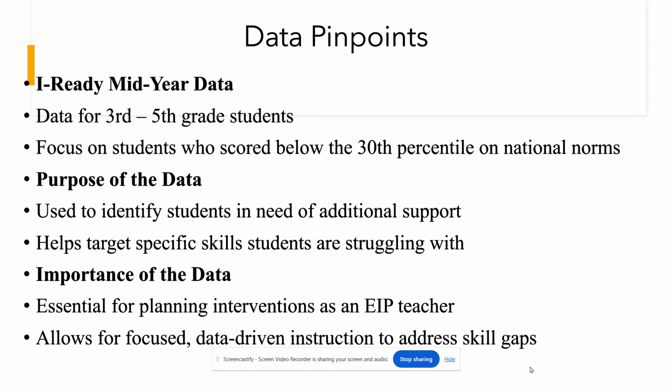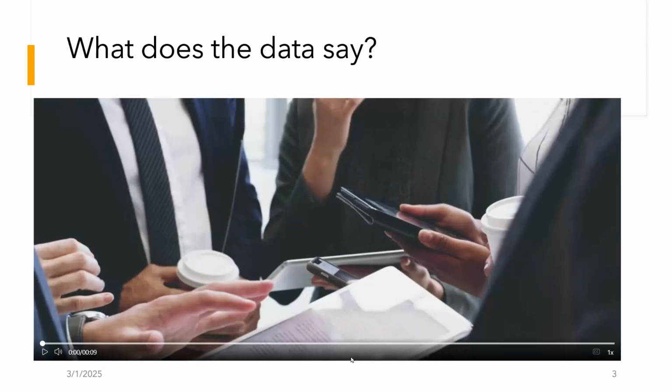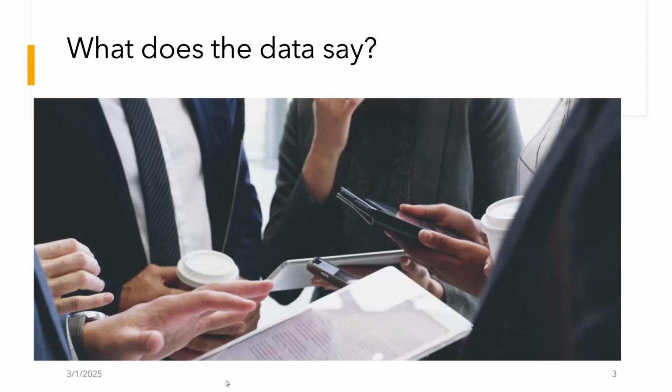So the data is for third through fifth grade students. The focus is on students who scored 30th percentile or below. The purpose is to identify students in need of additional support, and it's important for my planning as an EIP teacher. So, what does the data say?